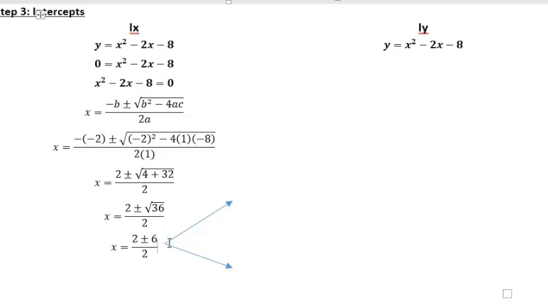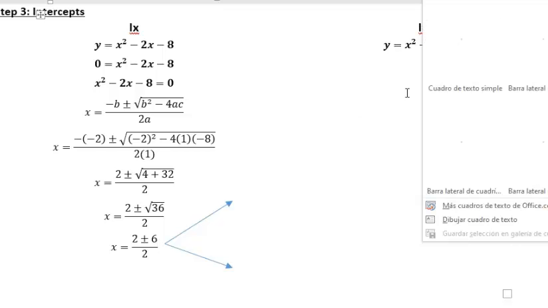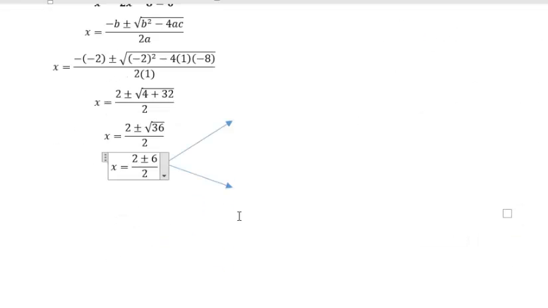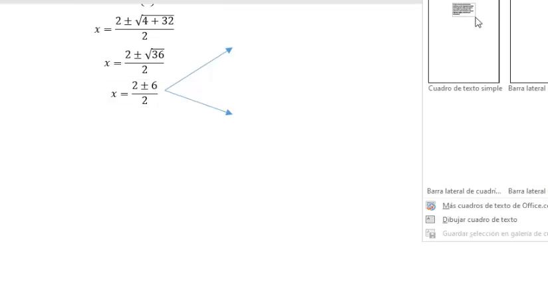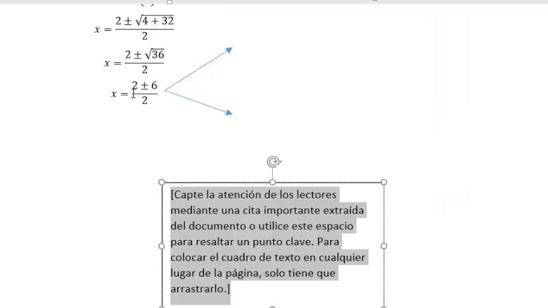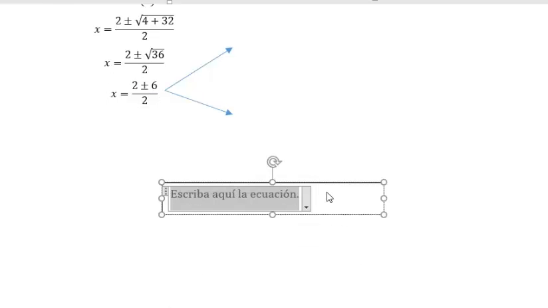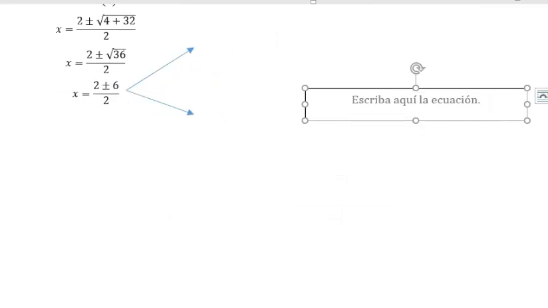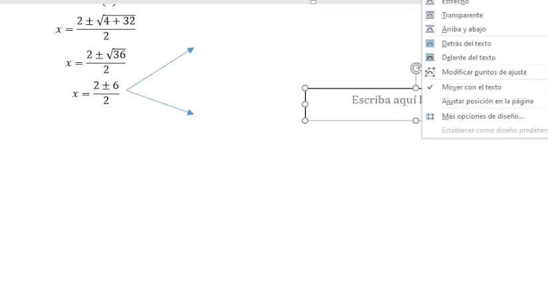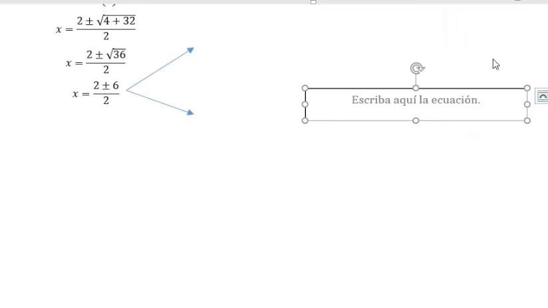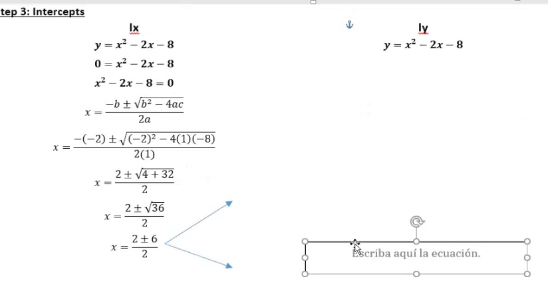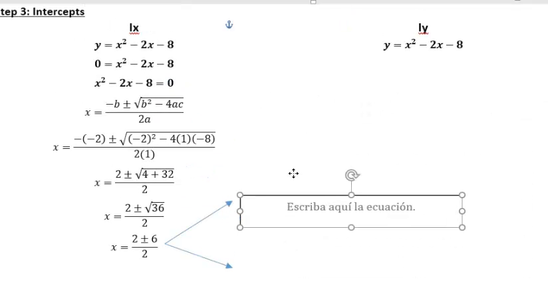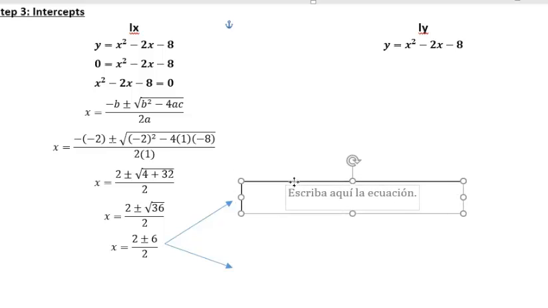Okay, from there I'm gonna put something like this. Okay, in your case, it's gonna be easier because you're working on your notebook. You can do that. I am on a computer, so it's kind of ugly to do this stuff.